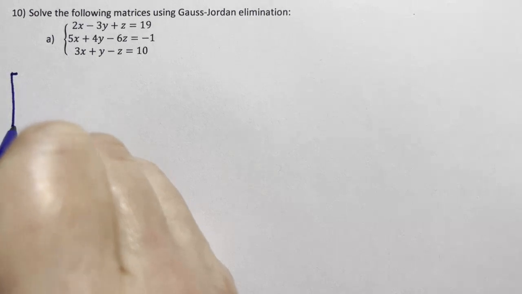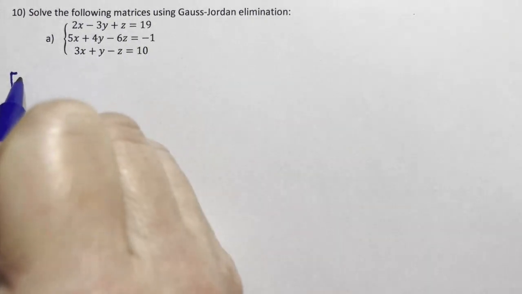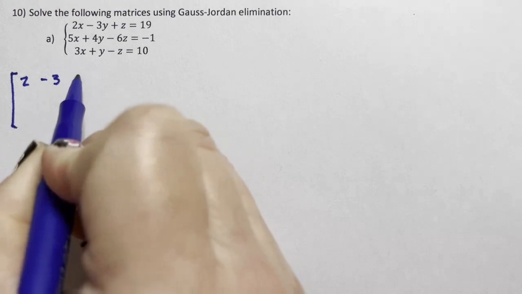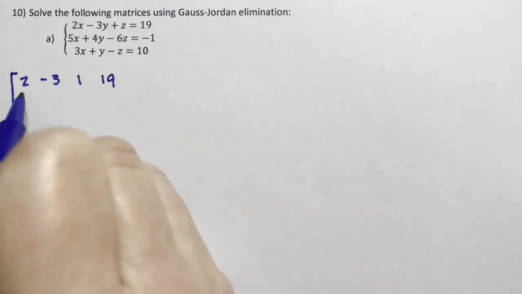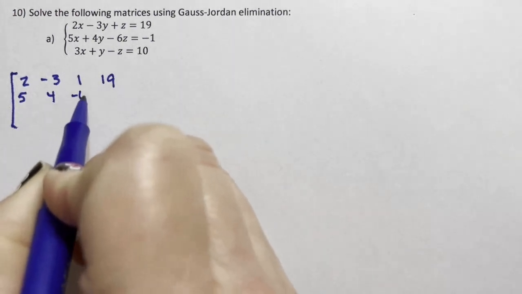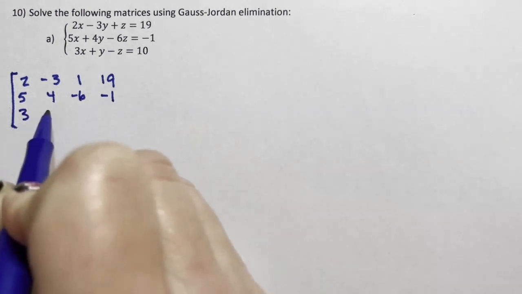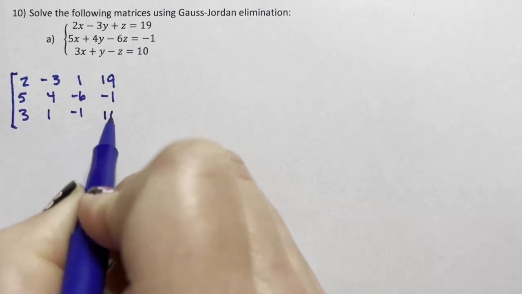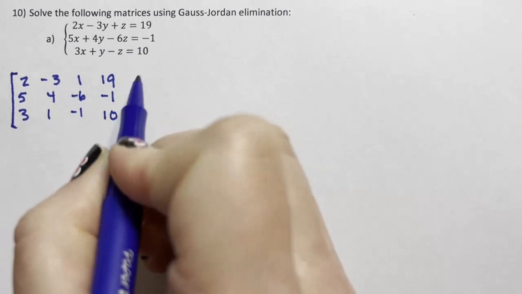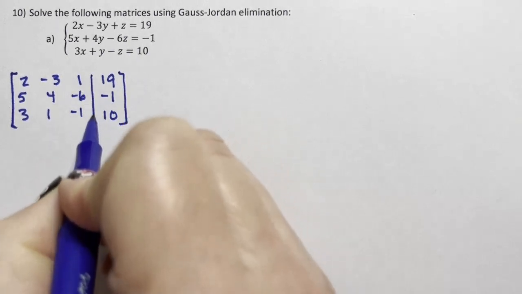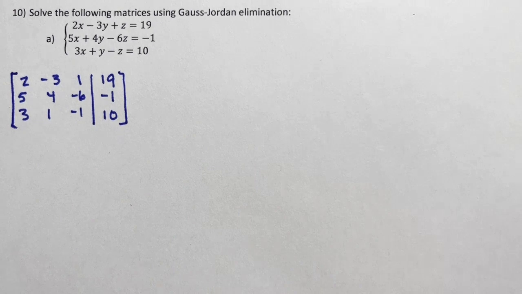I'm going to start off by converting the system into a matrix: 2, negative 3, 1, 19; 5, 4, negative 6, negative 1; 3, 1, negative 1, 10. And that line for the equal sign is what lets us know that it's augmented. A matrix doesn't naturally have an equal sign. Okay, so for the first part of Gauss-Jordan elimination, we want our zeros.